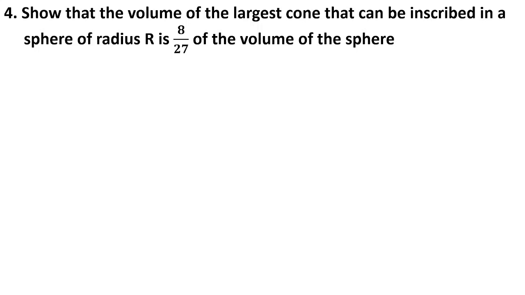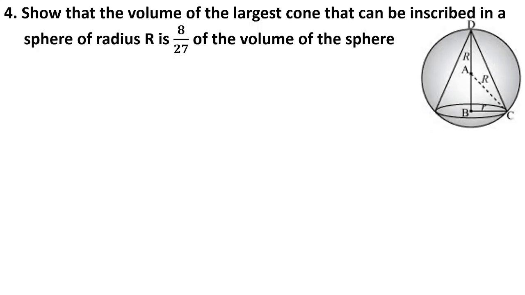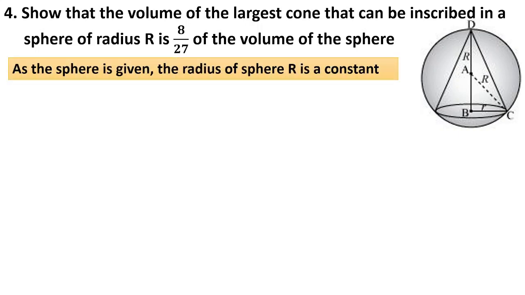A problem involving two solid figures. Volume of the largest cone that can be inscribed in a sphere of radius capital R is 8 by 27 of the volume of the sphere. Very, very important problem. And I have taken the sphere and one cone is inscribed, and I am taking capital R as the radius of the sphere. Therefore, radius of the sphere is given. Therefore, radius capital R should be taken as a constant.